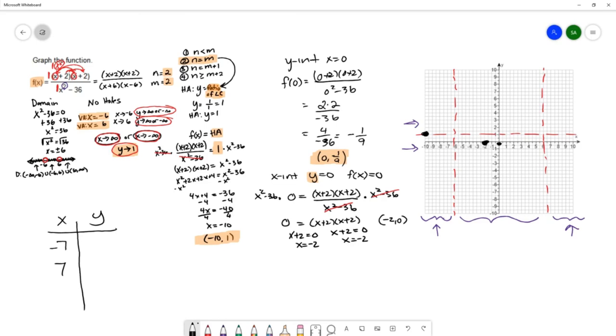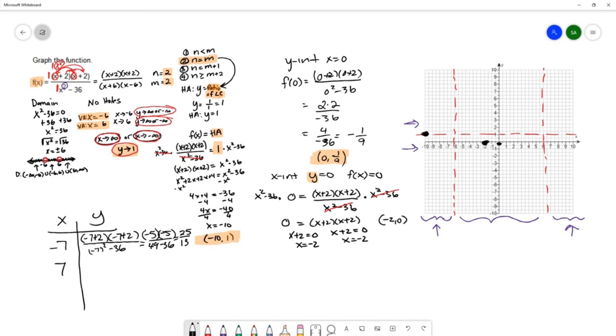So I've got -7 plus 2 times -7 plus 2 over -7 squared minus 36. So -7 plus 2 is -5. So we have -5 times -5. -7 squared is 49. So I have a positive 25 on the numerator, and in the denominator, 49 minus 36 would be 13. So this is almost 2. Not quite 2, but almost 2.